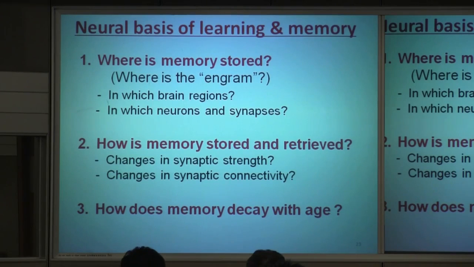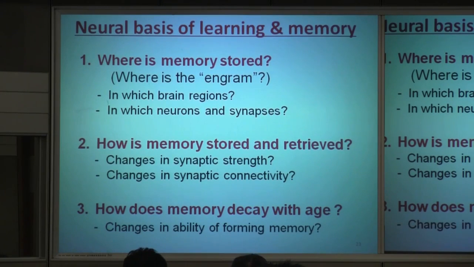How does the memory decay with age, with disease? Right? We don't know is it a change in the ability to form memory, or is it that we can form memory, but the memory is not stable. Right? All these are major questions in brain science that we don't know and we need to figure out in terms of understanding the brain and understanding the disease and aging.